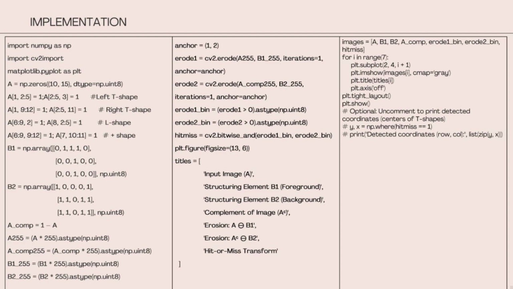After both erosions, we take a bitwise and of the two results. This step shows only the positions where both the shape and background match exactly. That final image is called the hit or miss transform, and it highlights the detected T shapes. Finally, we use Matplotlib to show all the steps in a grid. The input image, the two structuring elements, the complement of the image, the two erosion results, and the final hit or miss transform. This makes it easy to understand how each step contributes to detecting the shape.